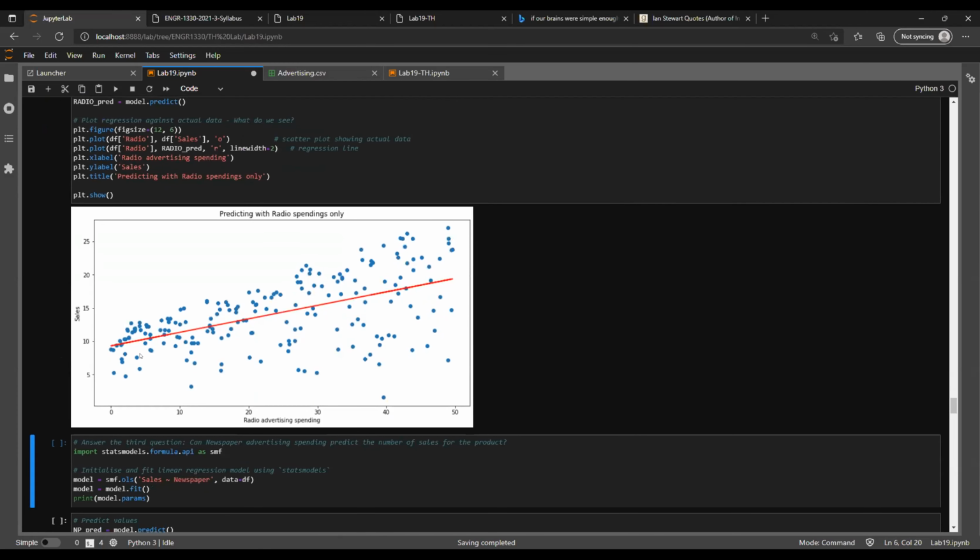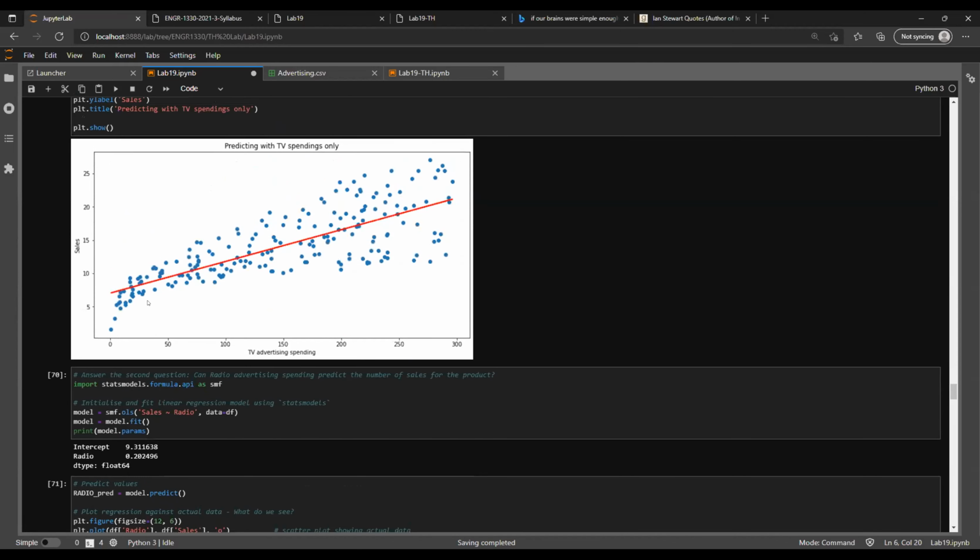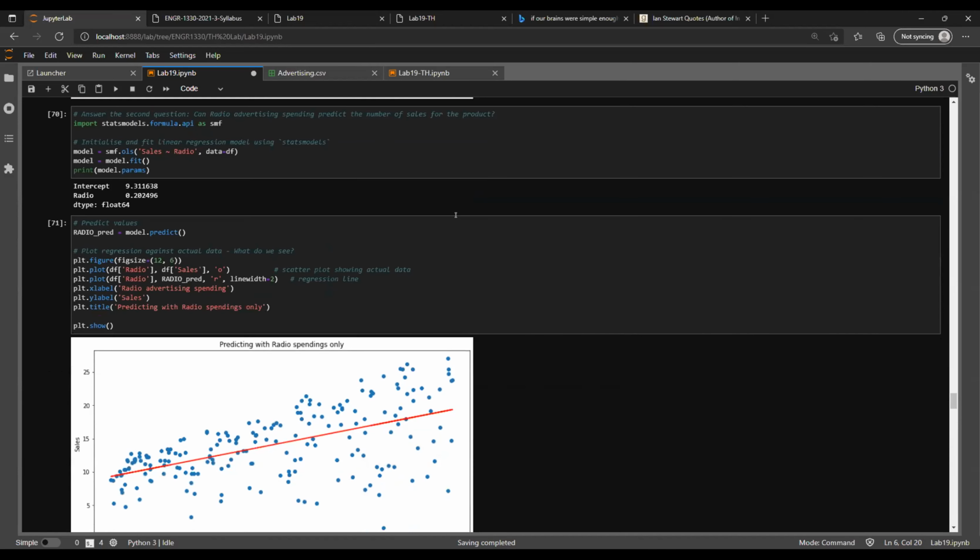So this is the line of best fit if we only use radio spendings. Now, visually, I can definitely say this one is a better fit. Keep in mind, how are we doing this? We're measuring the distance and taking the squares of everything and summing them together. Whichever one has the minimum, that's the best one we want to use.